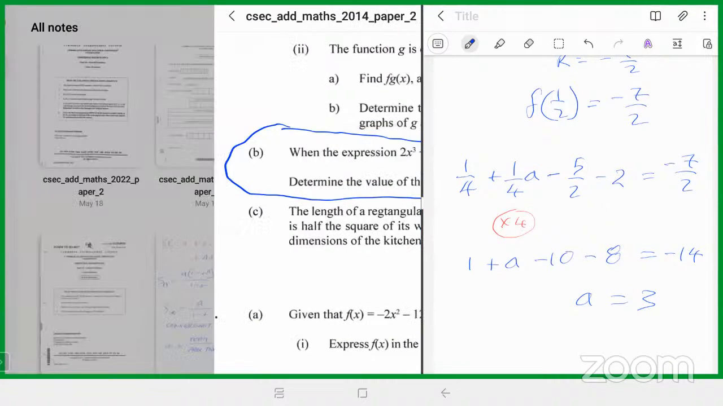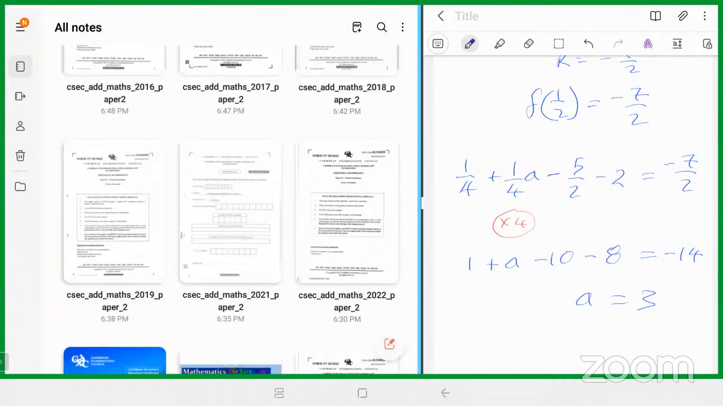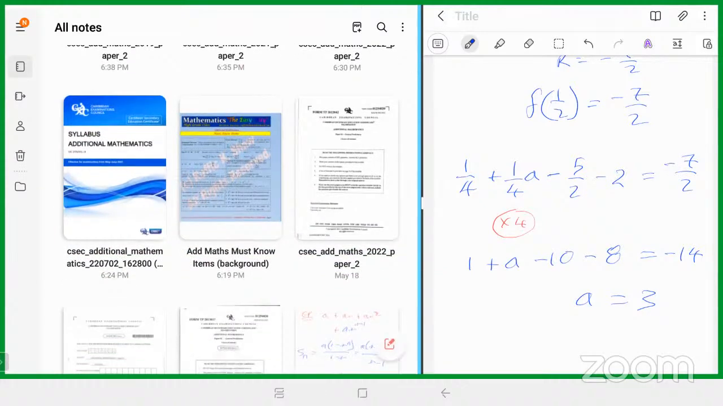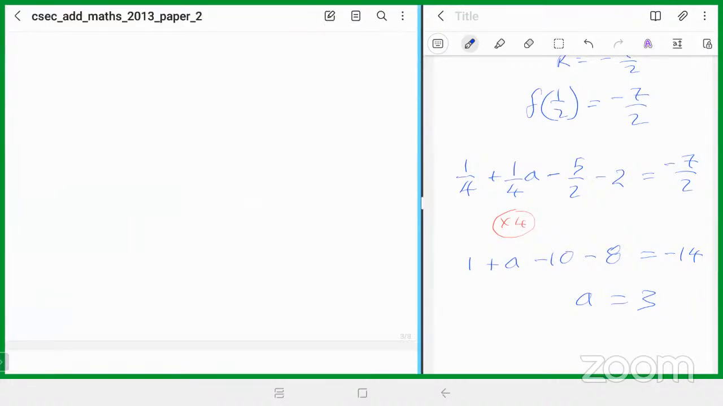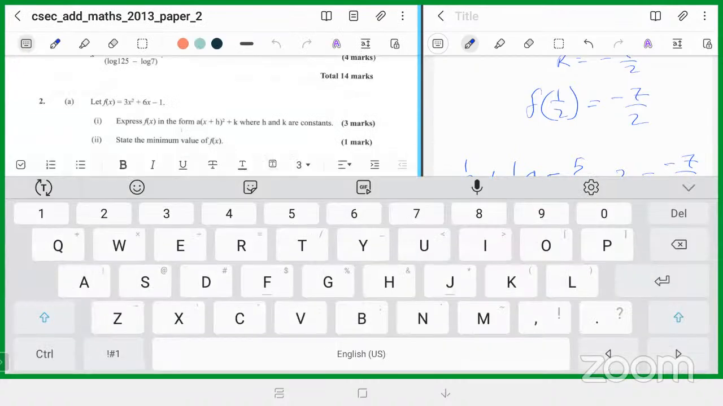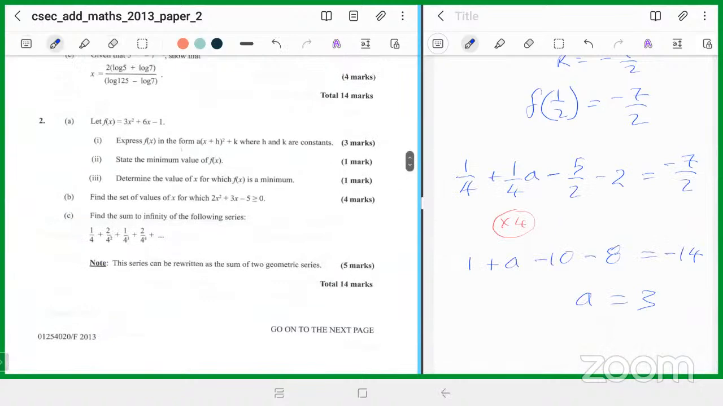2013. Where is it? Where are you? 2013. Right here. All right. So 2013.